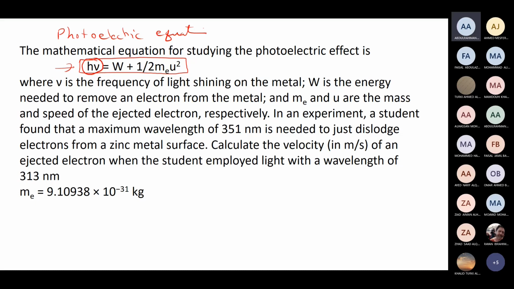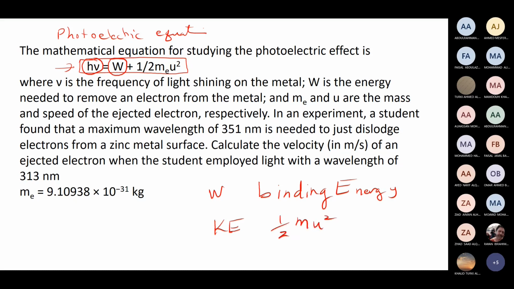Okay, what's h nu? Energy of light. What's W? The energy needed to take off the electron, which is called what? Binding energy. And the last thing is the kinetic energy, which is half m u squared. Clear? Okay. A student used the frequency nu of the light on the metal. W is the energy needed to remove the electron from the metal. And m e and u are the mass and the speed of the ejected electron, respectively.